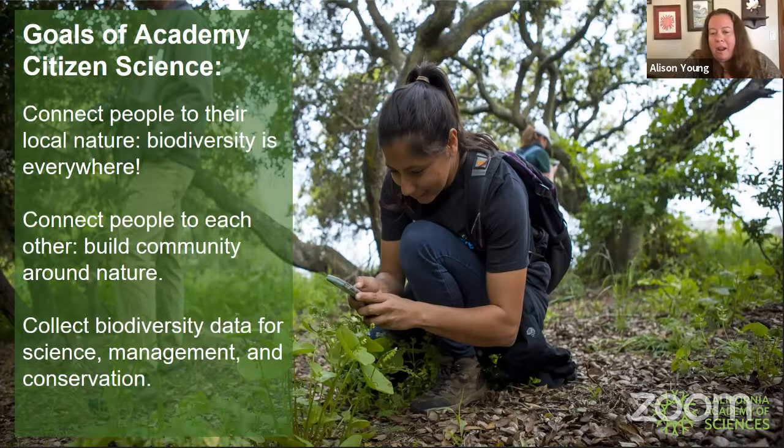The goals of our program, kind of overarching, are to connect people to their local nature, to really have people understand and appreciate and really embrace the fact that biodiversity is all around them all the time, no matter where you are. Then we want to connect people to each other. We really want to build community around nature.